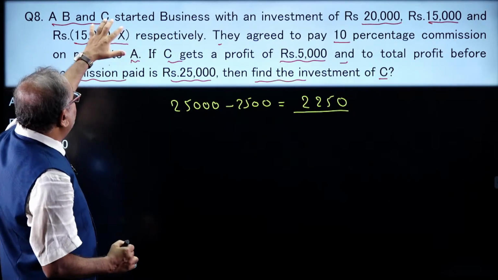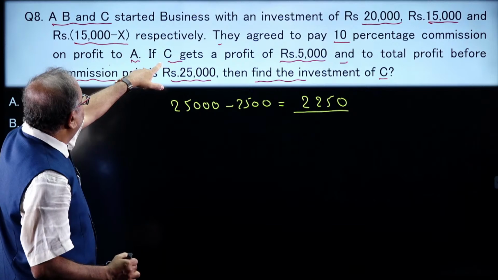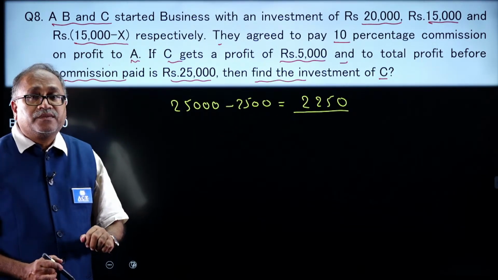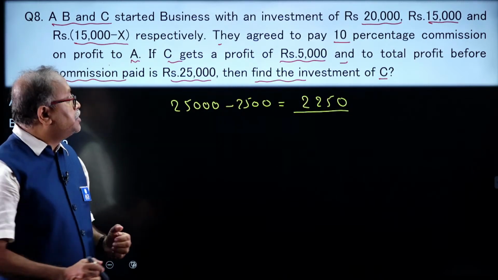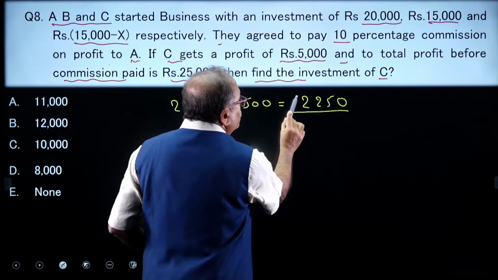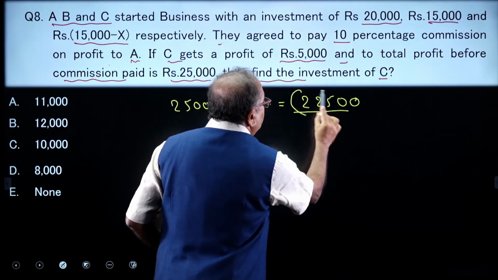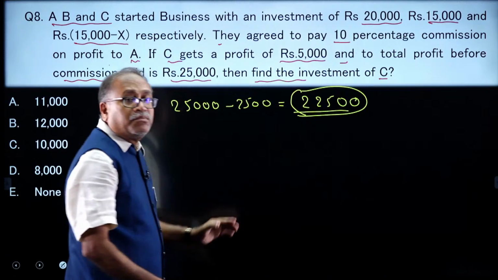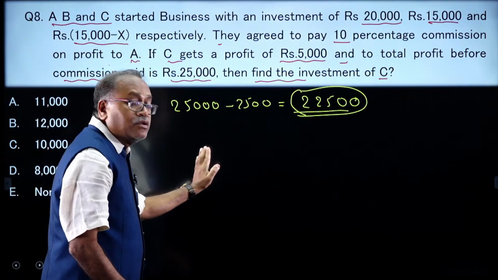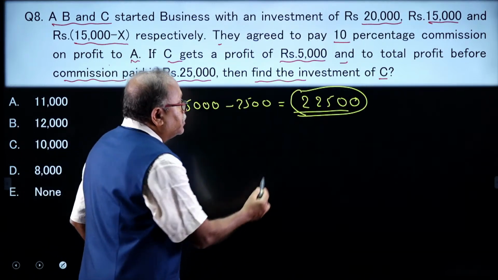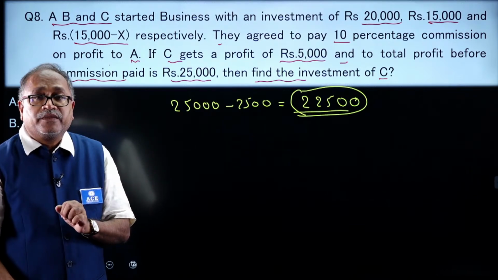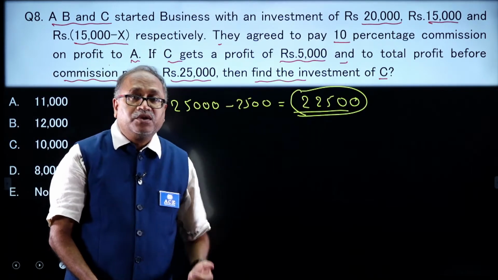Now, we know the C part. C capital is 15,000 minus X. Now you need to think, how do we find it out? We also know the C profit. The C profit is 5,000 over 22,500. My left hand side will be 15,000 minus X by total, which is equal to 5,000 by 22,500. Once you frame the equation, you will get the answer.